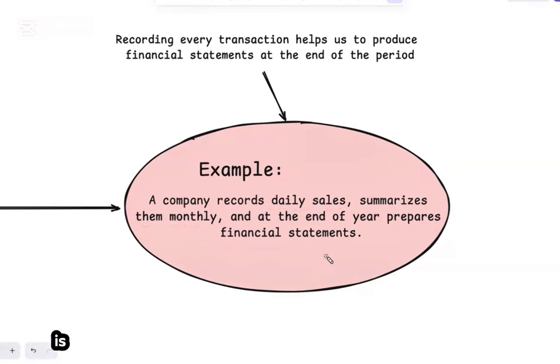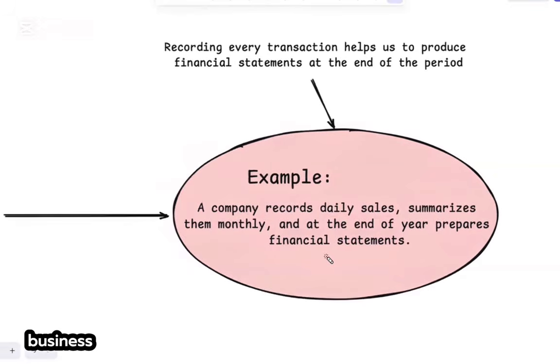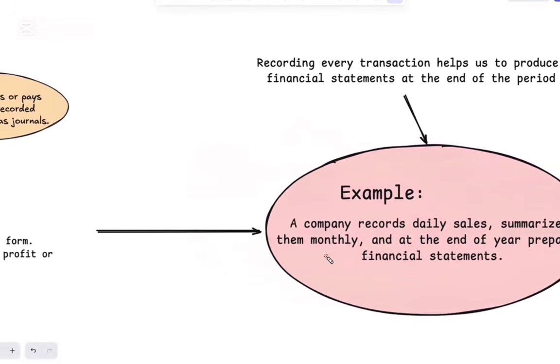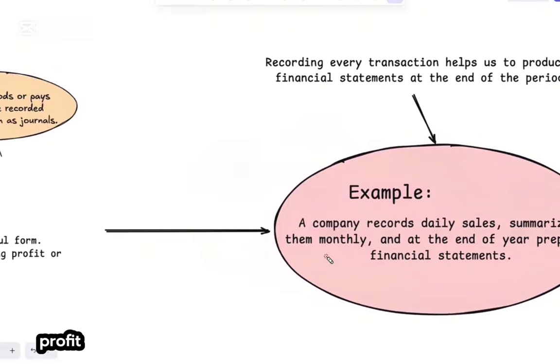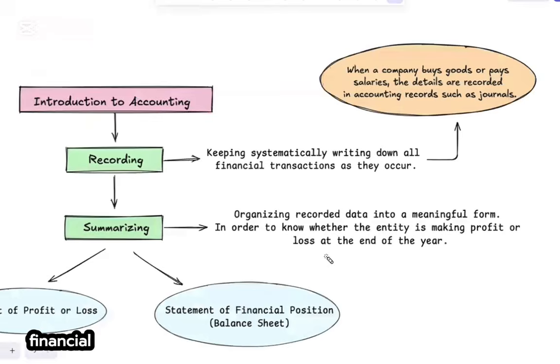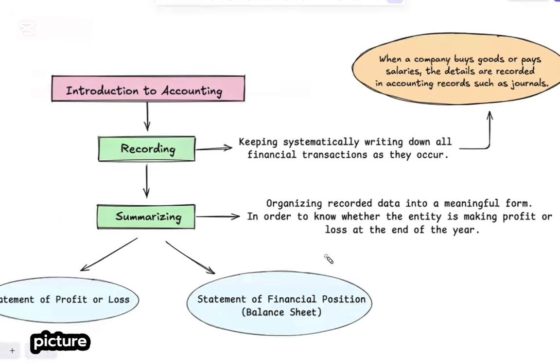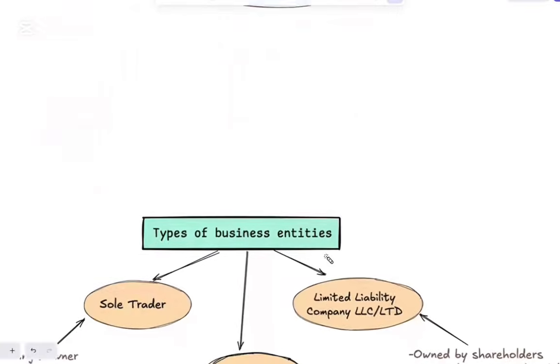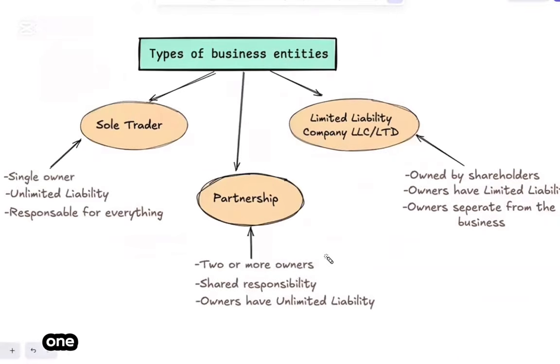Financial statements are the clear picture of the business activity. Is the business really making a profit or not? You can see it from the financial statements. The clear picture will be shown there. Okay, let's move to the next one.